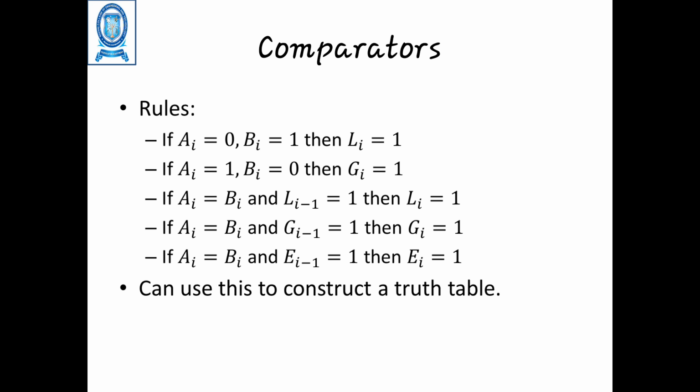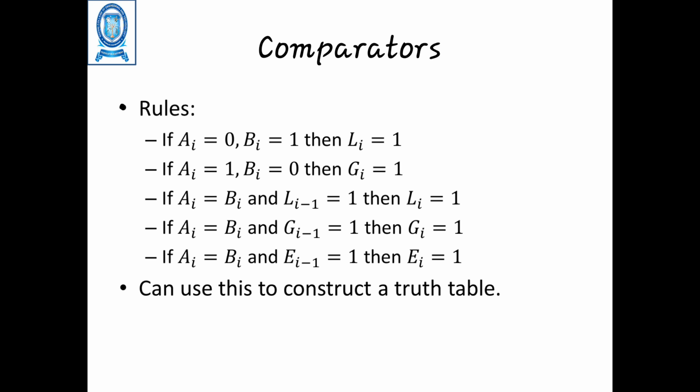Always we are focusing on the A input only. If Ai equal to Bi and Gi minus 1 equal to 1, then Gi equal to 1. Similarly, for Ai equal to Bi, if Ei minus 1 equal to 1, then Ei equal to 1. We can construct the truth table of this comparator like this. These are the ways to write the rules for a comparator. For any number of bits, these rules can be applicable.